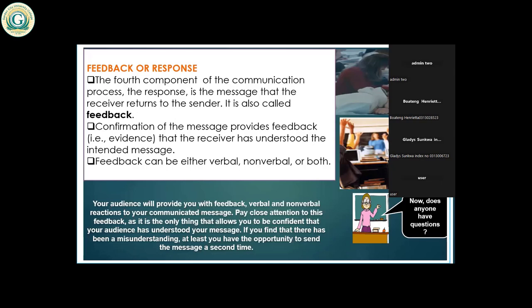And as a sender, you also need to pay close attention to this feedback, as it is the only thing that allows you to be confident that your audience has well understood your message. If you find that there has been a misunderstanding, at least you have the opportunity to send the message a second time. It's very important. Your audience will provide you with feedback, and you need to pay close attention to whether they understood whatever you said, or whether they need clarification. If the message sent was not what was intended, you have the opportunity a second time to send another message.